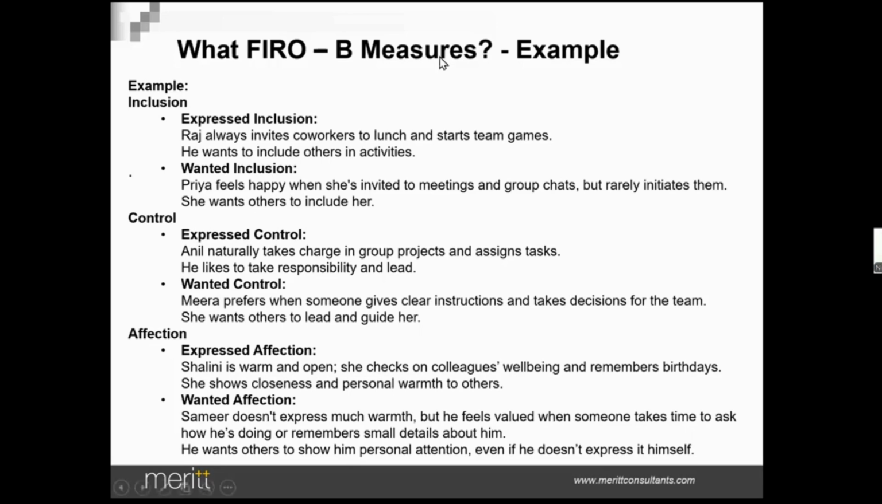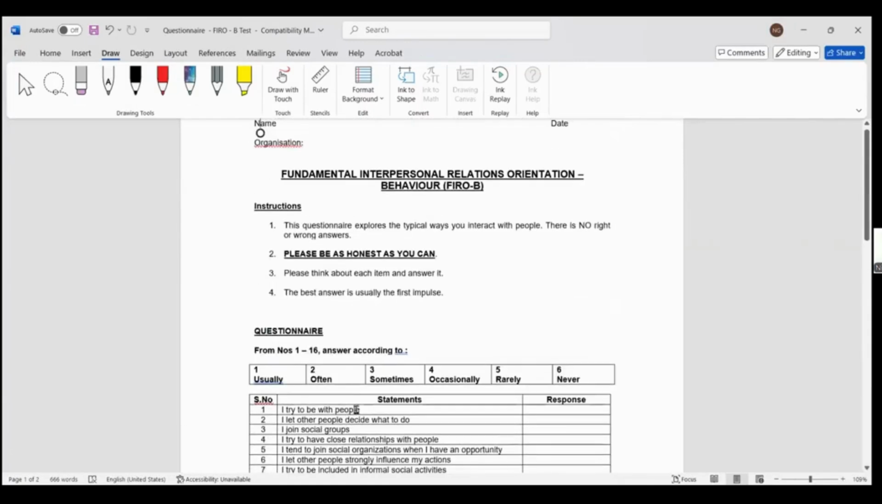Maybe I'll just show one block, only one questionnaire. So the FIRO-B questionnaire looks like this. It has 54 questions. Simple. You should not be taking more than 15 to 20 minutes to do this test. And don't think more. Just answer the first thing which comes to your mind. The rating scale is 1 to 6. Sometimes usually is the highest and never is the lowest.